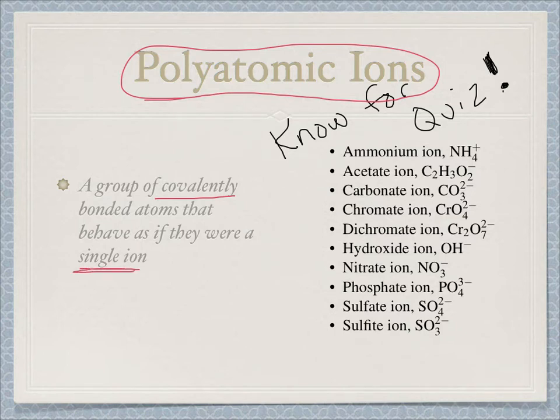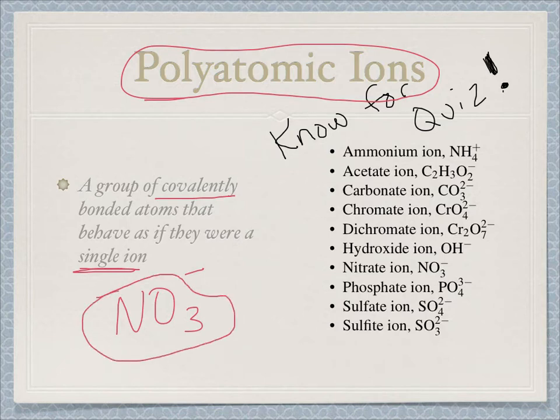So let's take a real simple one. Let's say we're talking about NO3 minus. This is known as the nitrate ion. So this thing right here acts as one ion, and NO3 will stay together throughout the equation, throughout the reaction. That NO3 acts as one particular thing. It has a charge of -1, and this is known as a polyatomic ion.